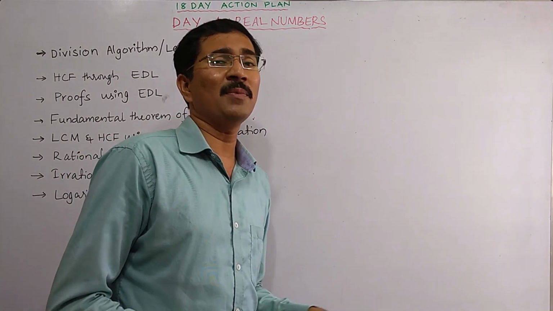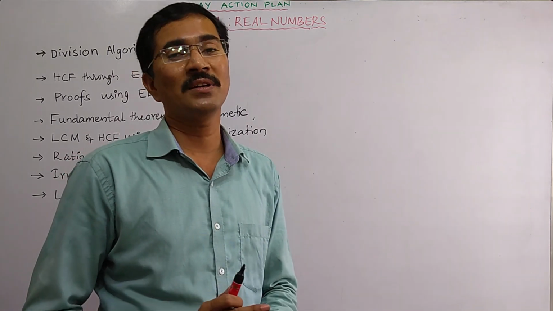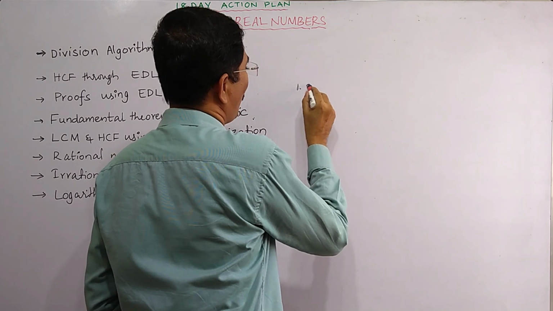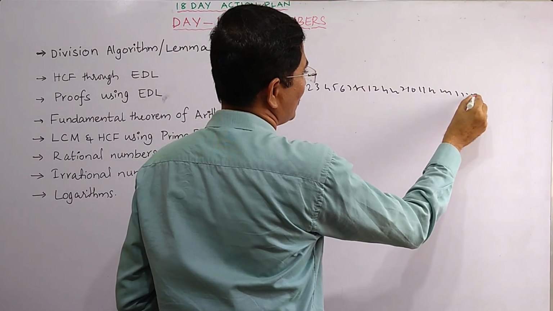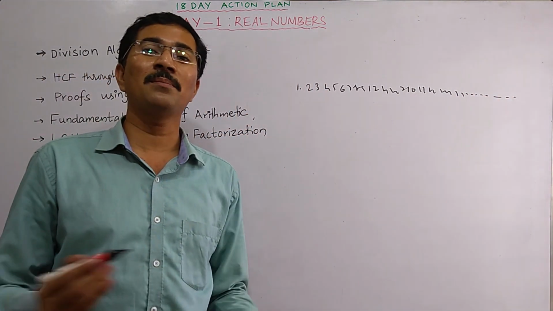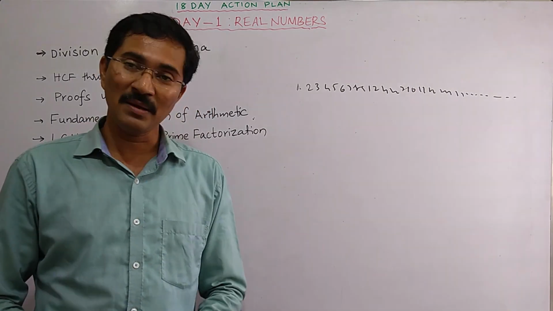There was another decimal, non-terminating but repeating, you could still convert it into decimal form. Now, for example, if you are given something like 1.23456781214151617181920, which is neither terminating nor repeating, then what can we do? This cannot be written in p by q form.